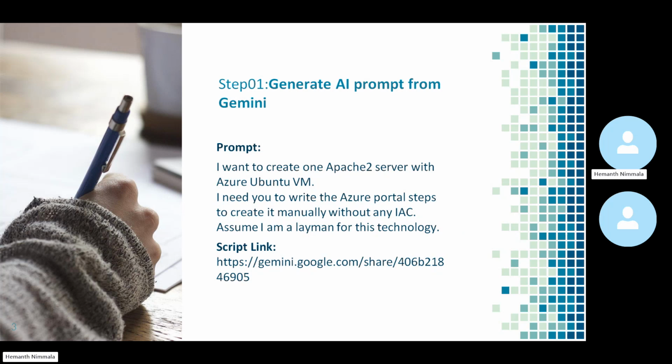I've written, I want to create one Apache server with an Azure Ubuntu virtual machine. I need you to write Azure portal steps to create it manually without any infrastructure as code, and assume I'm a layman for this technology. So this gave me a series of steps that help me accomplish this task, and I'm also sharing the script link for this prompt.